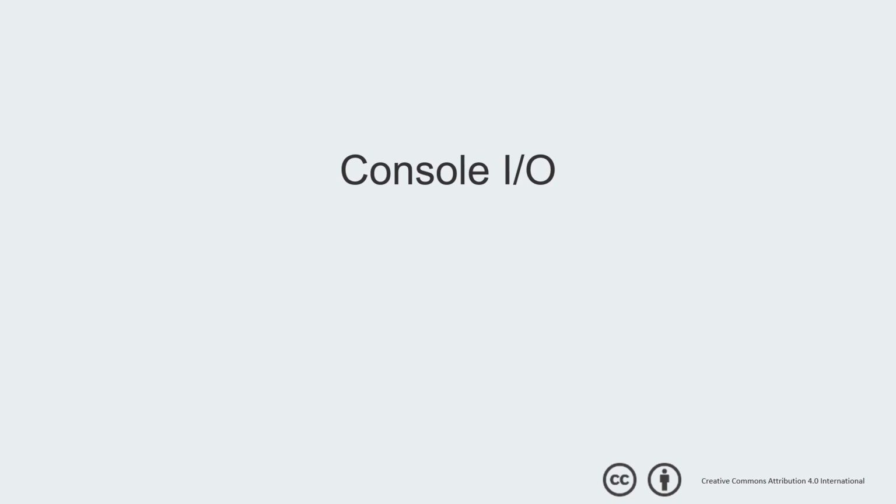Everyone, in this video, we will talk about console I/O. To understand console I/O, we will also need to understand the string class and the scanner class.